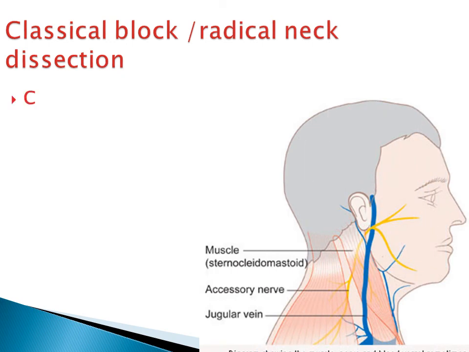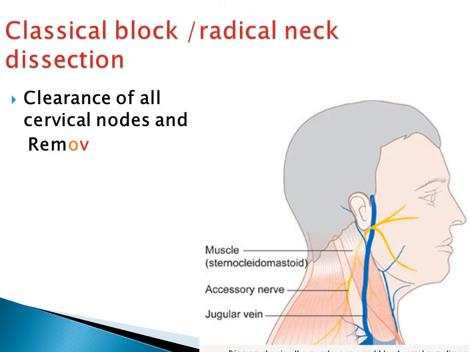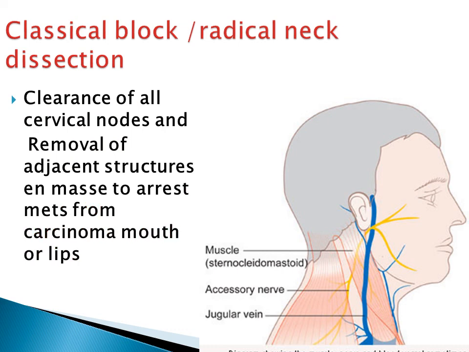Next important applied anatomy is about the classical block dissection or the radical neck dissection. So here what is done is, the area of excision will extend from the mandible to the clavicle and from the lateral border of the strap muscles of the neck to the anterior border of trapezius. So it is a pretty extensive area. So clearance of all the cervical nodes and removal of the adjacent structures in this extensive area.